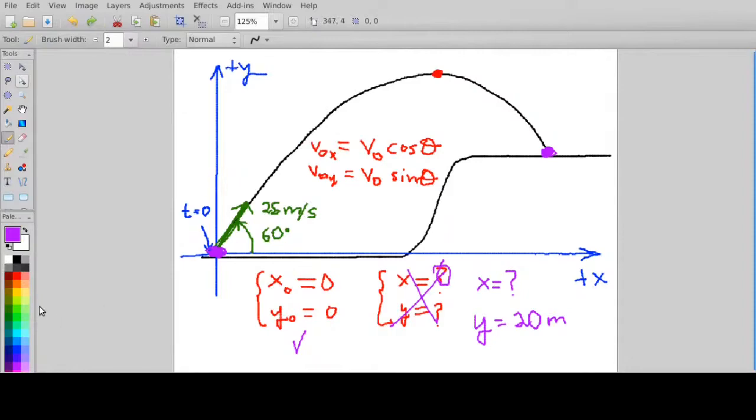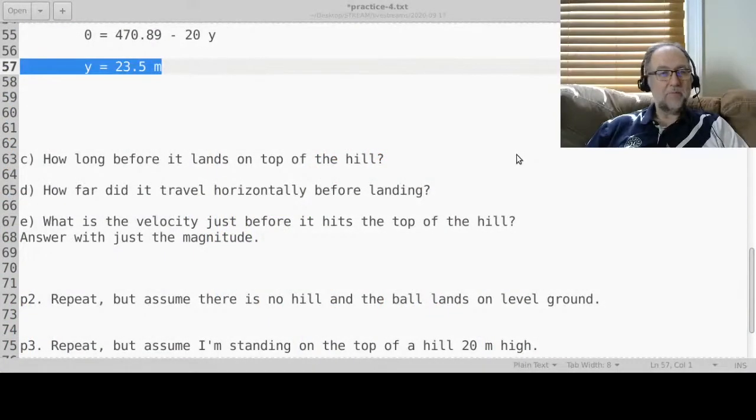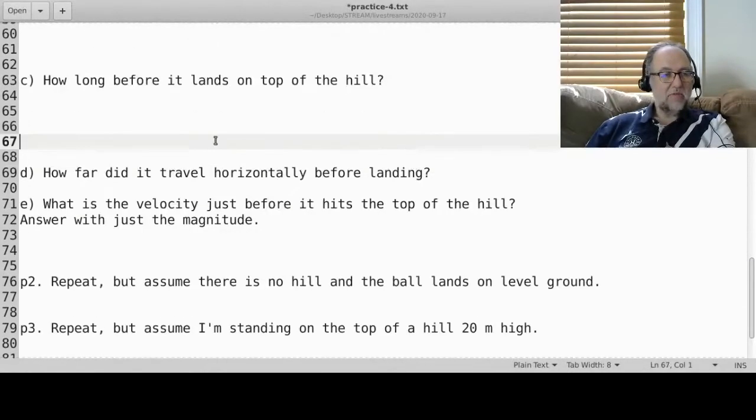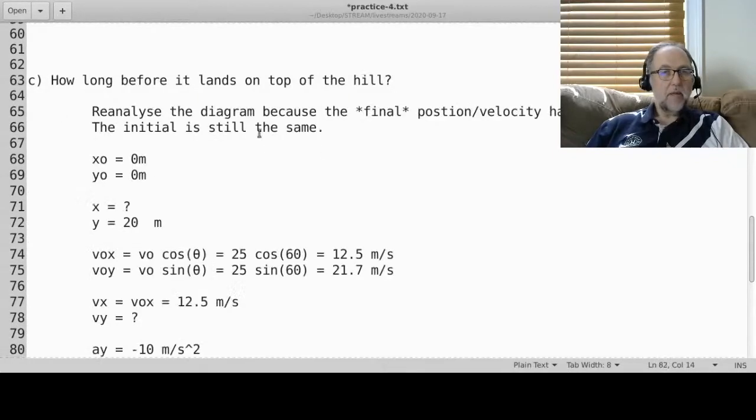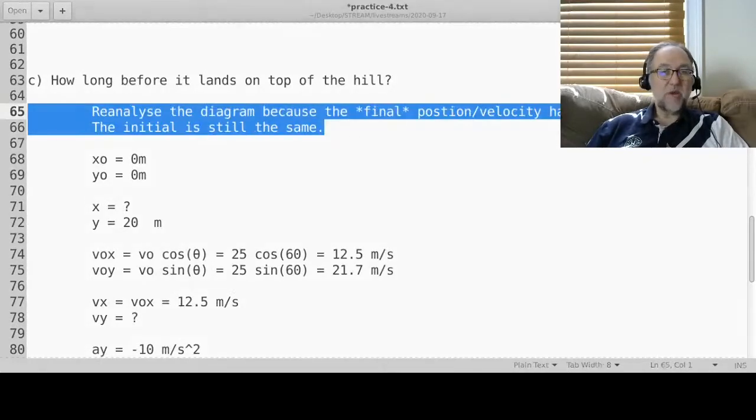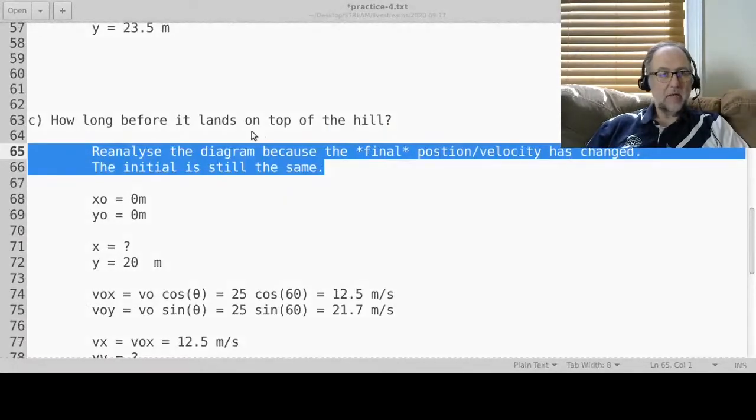Let me do that in the other screen. Let me cut and paste the values from my answer sheet here. You'll see I start off by saying reanalyze the diagram, because the final position and velocity have changed.